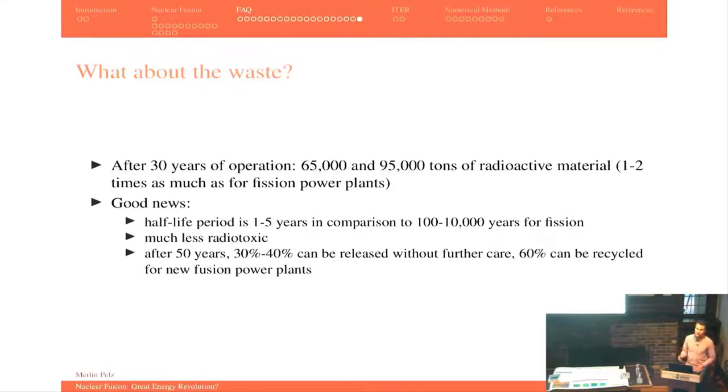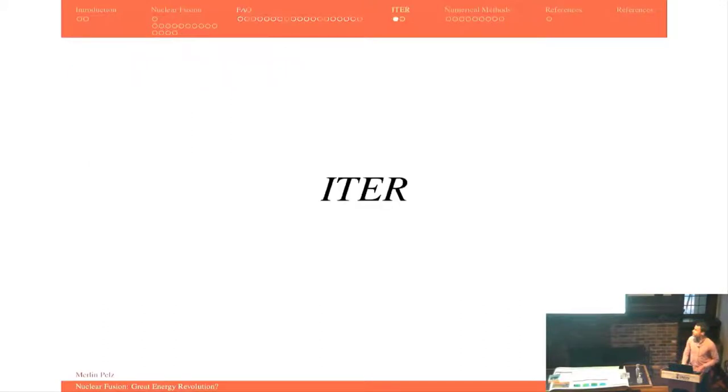We've seen this before. The variation between cities is higher even than the radioactivity of the tritium in the reactor blanket. And after 50 years, 30 to 40% can be released, and 60% can be put inside the blanket of the next fusion reactor again. So we can make something out of it, even. That is kind of nice to see.